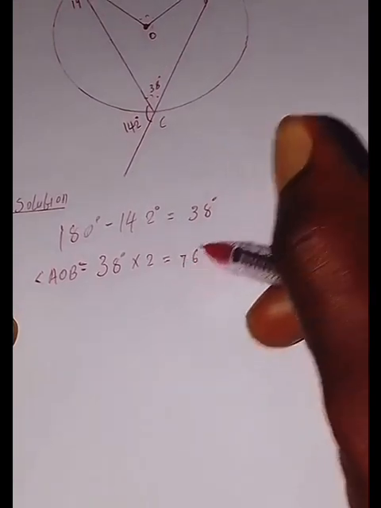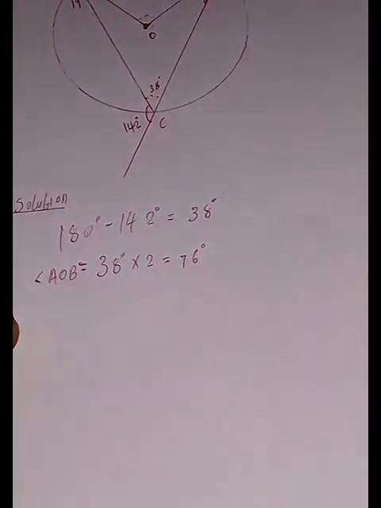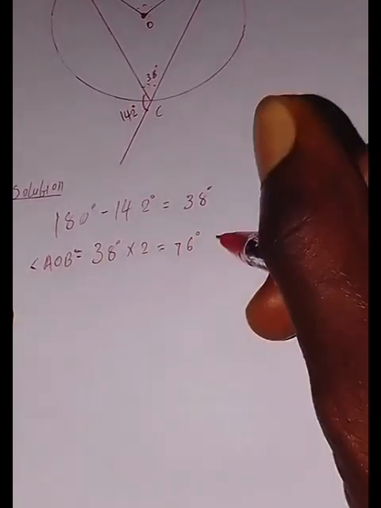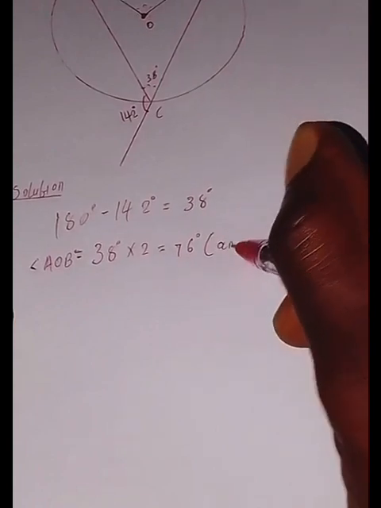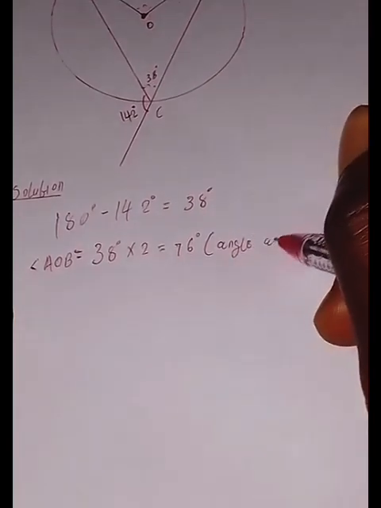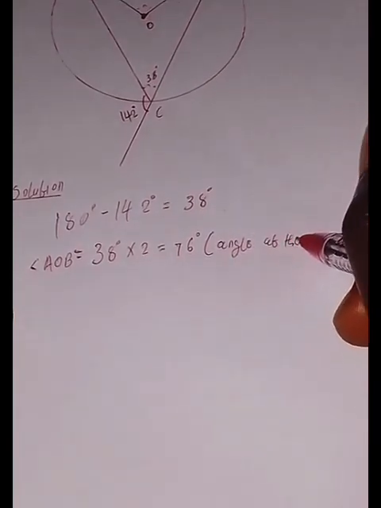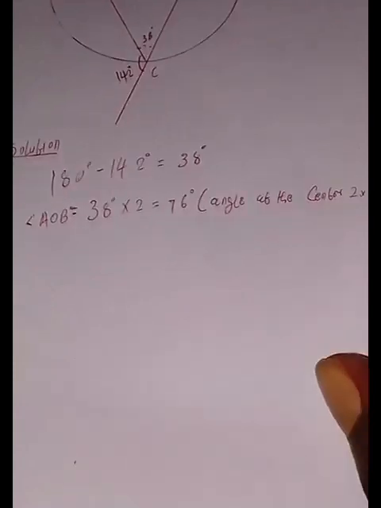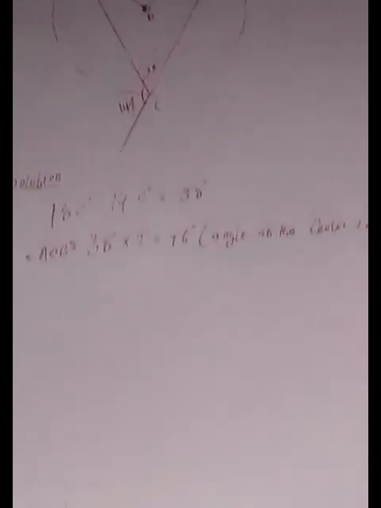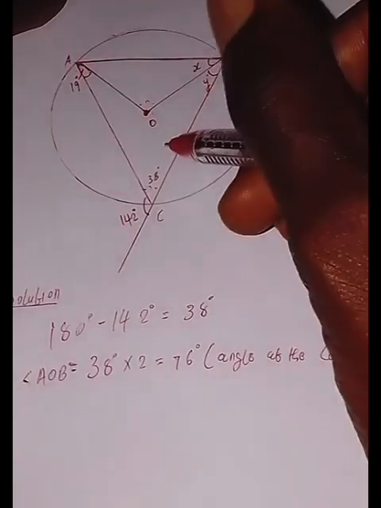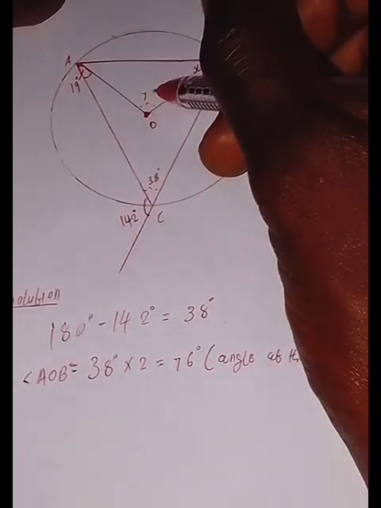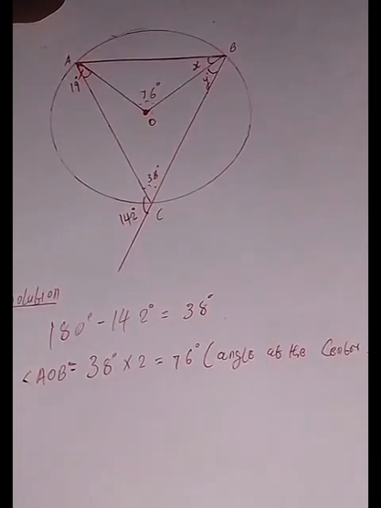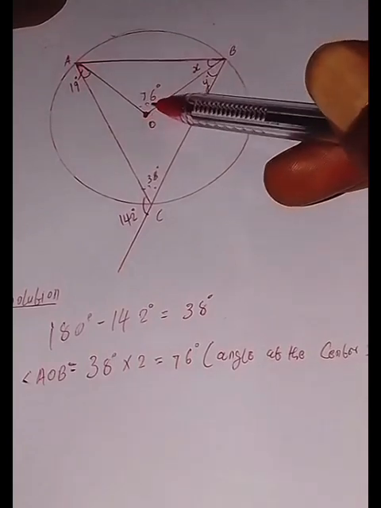That will give us 76 degrees. Why? Because the angle at the center is twice that of the angle at the circumference. So this part here should be 78 degrees, 76 degrees I meant. So this part here is 76 degrees.